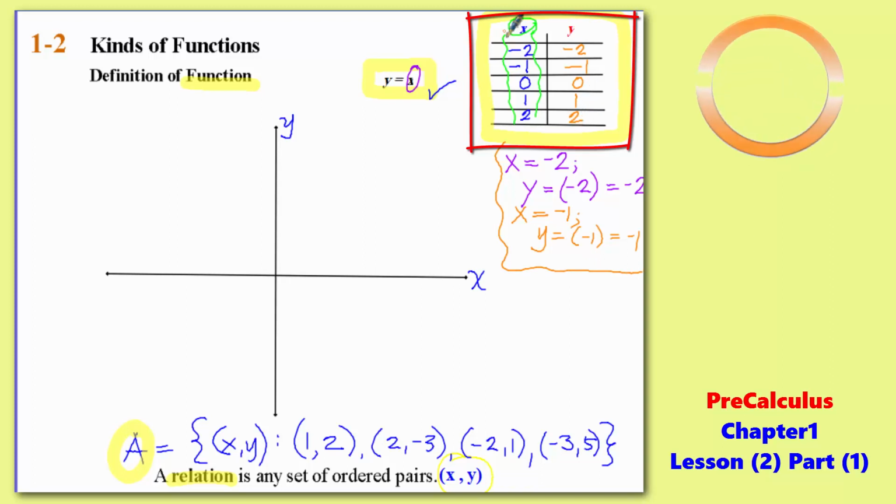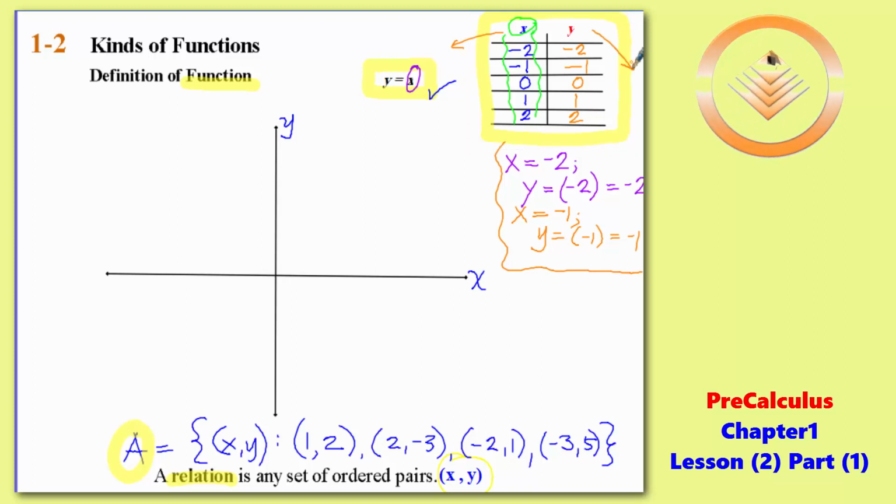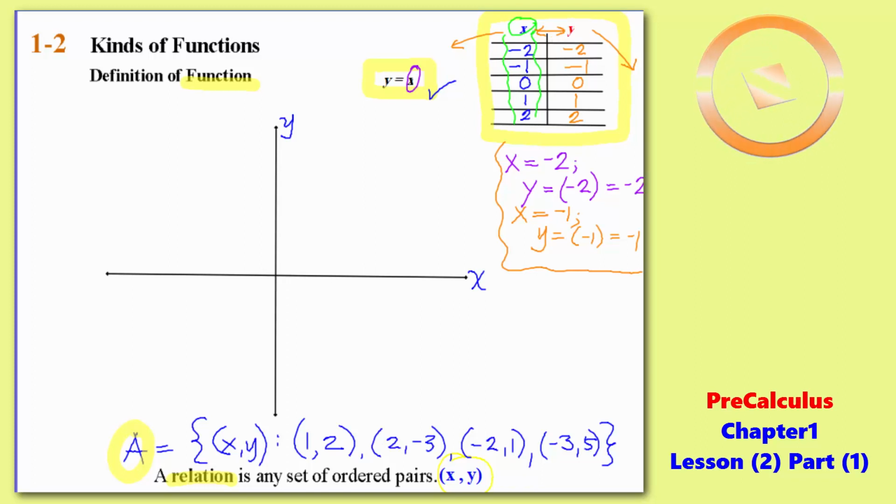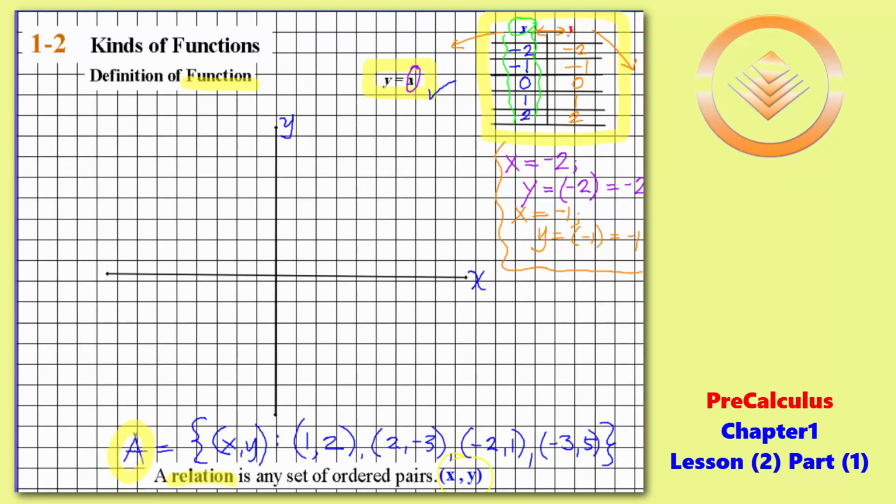Now we have a set of independent values x, we have a set of dependent values y, and now we already defined a relation. But what we are trying to prove here is whether this relation that exists between x and y is a function or not. Now to solve that, I'm going to use the virtual grapher.